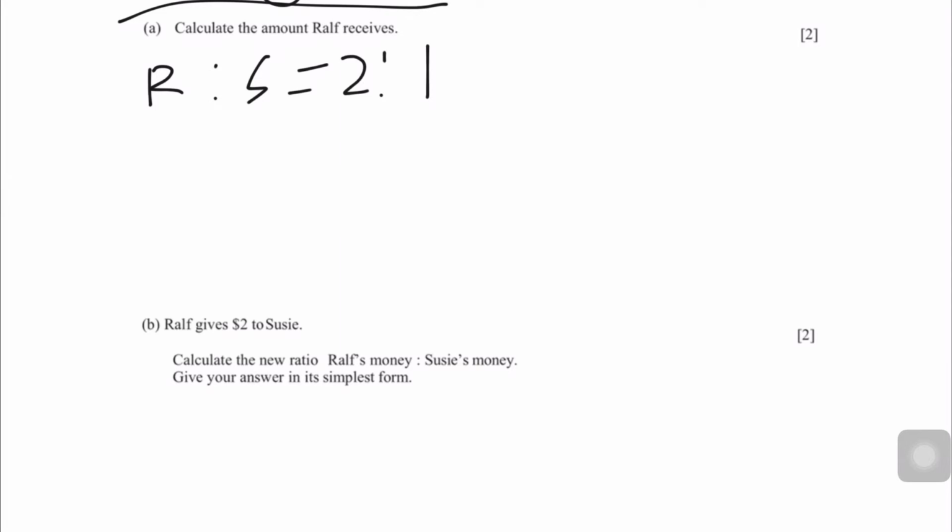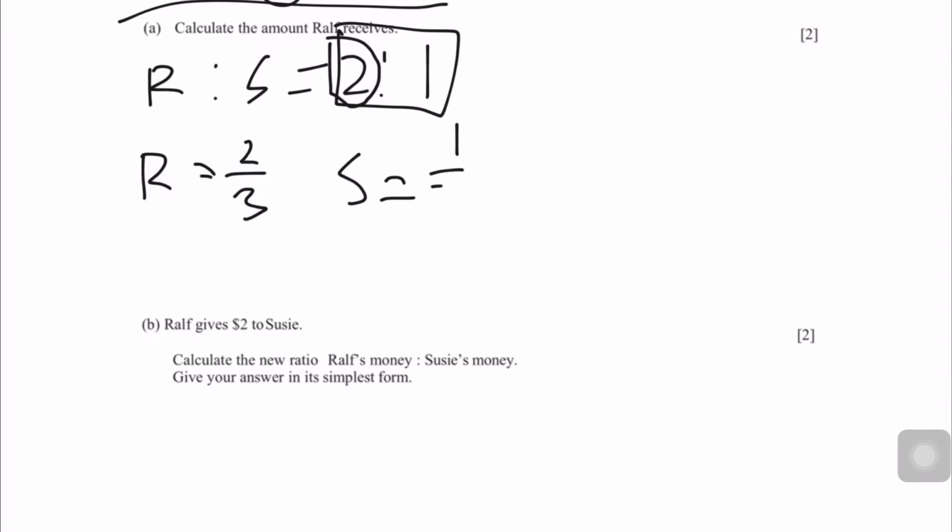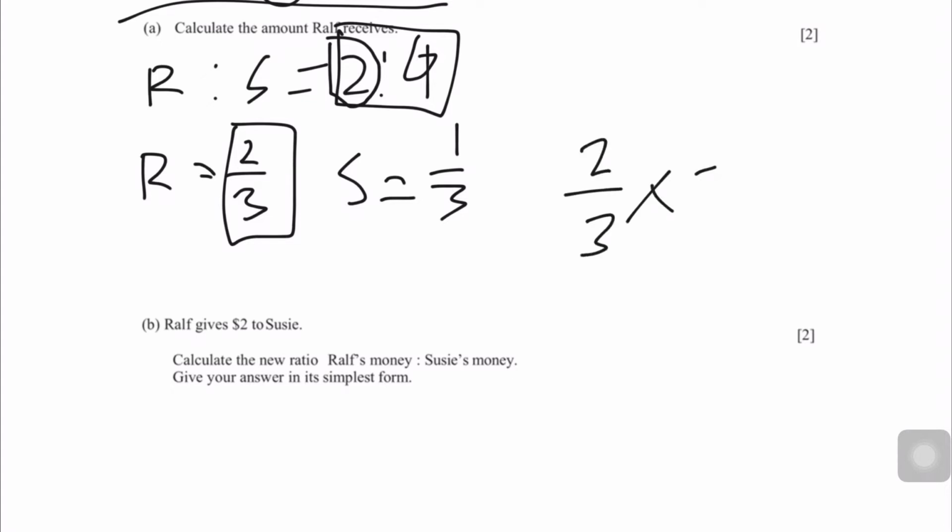And when we think of ratios, like I said, we think of parts of a whole. We know Ralph's share is 2 out of the total 3 that is available. So what we do is we say that Ralph's share is 2/3, while Susie's share is what's remaining, which is 1/3. So all we have to do to find Ralph's share is he owns 2/3 of the whole, which is 57. So we multiply 2/3 by 57. And if we do this, we could see that the answer is 38.